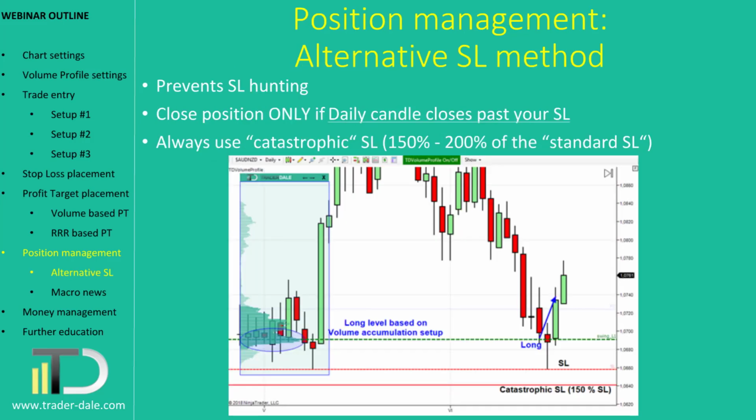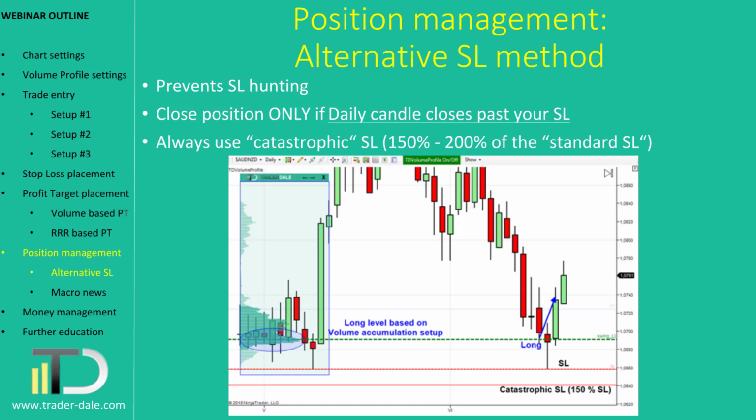Another thing which I would like to cover is the alternative stop loss method. It's my favorite position management method, and it deals with a scenario that every trader knows and every trader hates. It goes like this. If you look at the picture, you can see that I have a long level there. This long level was based on the volume accumulation setup. You can see volume accumulation inside rotation followed by an uptrend. So when the price made it back to this level, I went long.